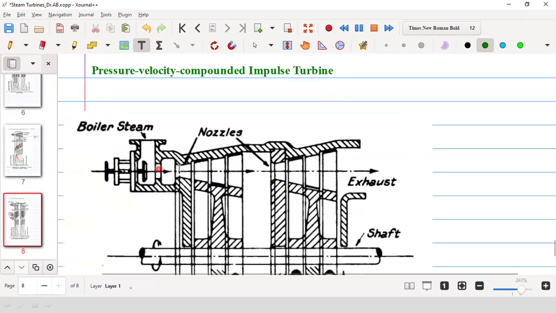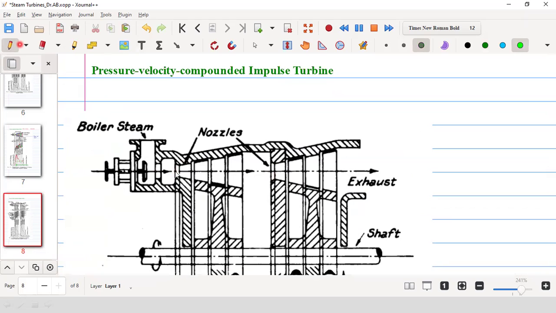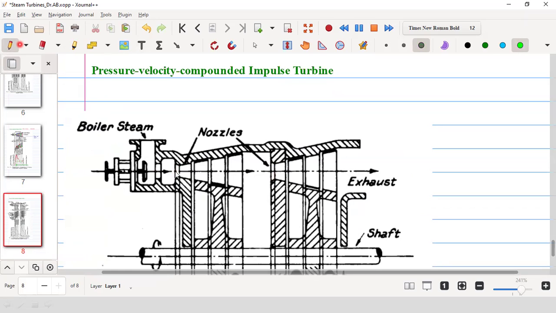So this is the first nozzle. That means for the first velocity compounding stage, there is a nozzle here. Now here the velocity is compounded, the pressure is reduced. Again, the pressure is reduced here. So pressure reduction is done. So it is pressure compounding. That means two nozzles are used. So it is pressure compounding, as well as here we are using wheels.